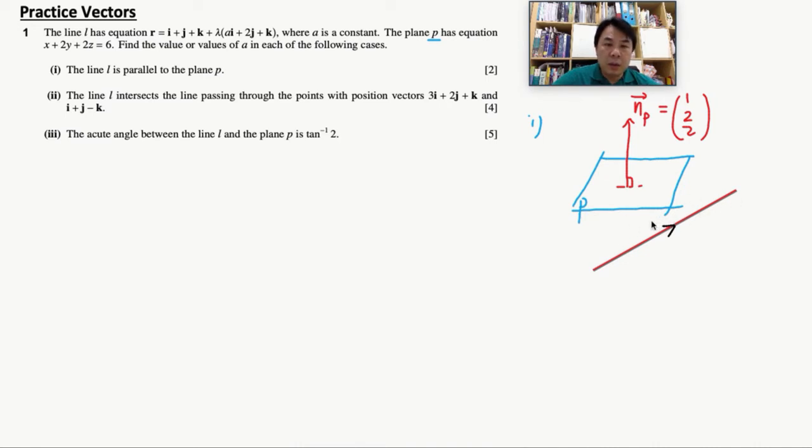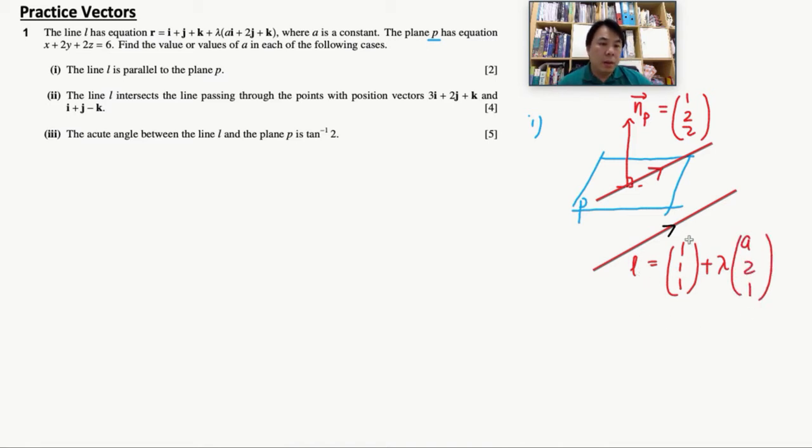Because this is a vector, you can represent it at any position in space, because the reference point where it started from is not important in this case. Instead of drawing it this way, I can draw another line which represents the same vector, but I purposely put it nearer to the plane, so it's easier for us to see. This line L is given as (1, 1, 1) plus a(2, 1, ...). So this line passes through the position vector (1, 1, 1), and then it has these directions here.